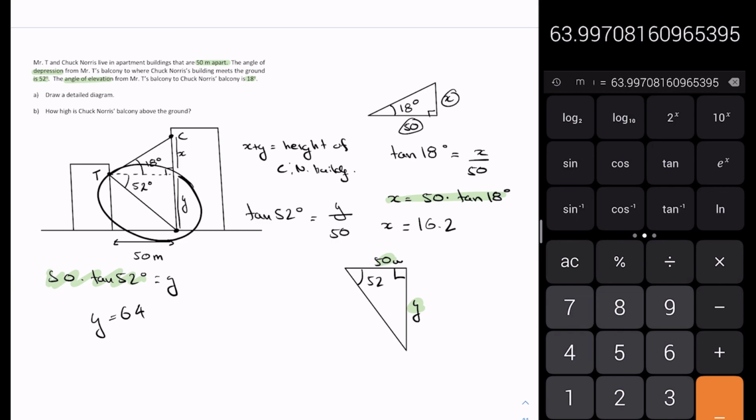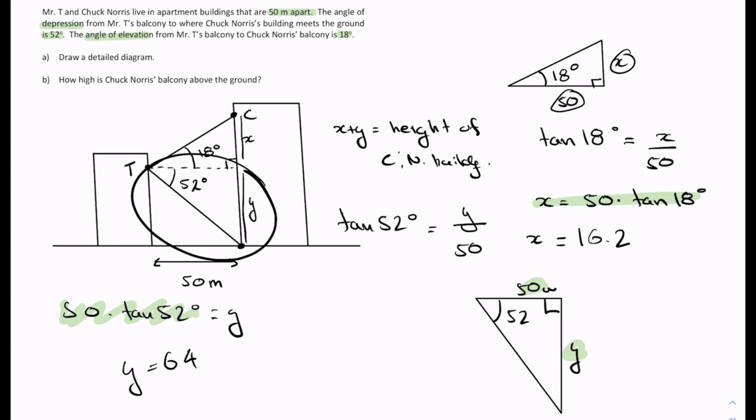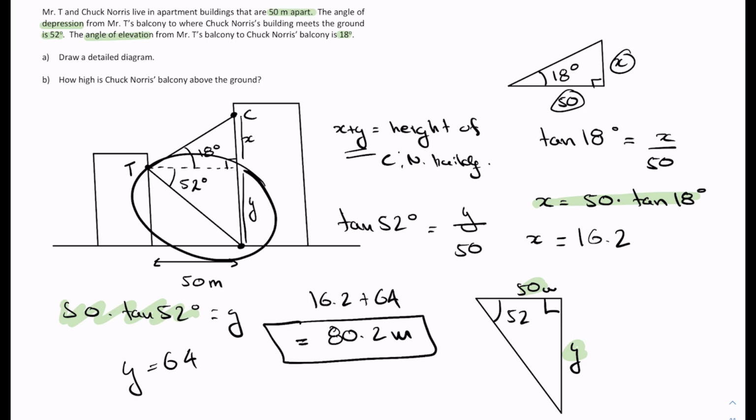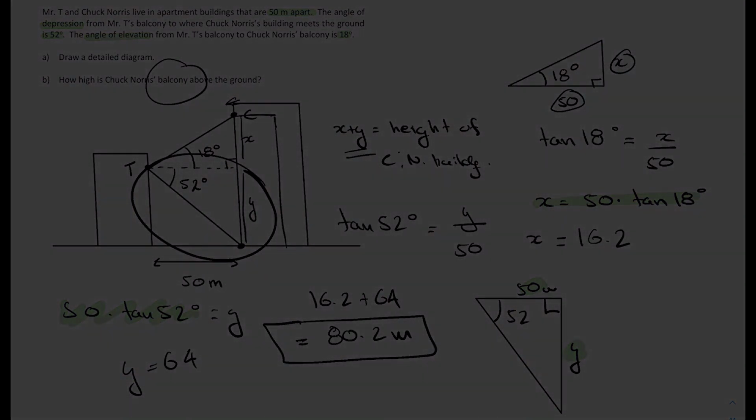64 units. Okay, I now have enough information to find the height of my building, because remember it was x plus y, which is this guy over here. So I'm going to do 16.2 plus 64, and that gives me 80.2 meters. And there you have the height of Chuck Norris's building. Actually, I should be careful. Not the building, but like the question says, his balcony above the ground. Because the building's height is up to here. His balcony is up to here, so it's not the height of the building. Almost, though. Very close in this case.